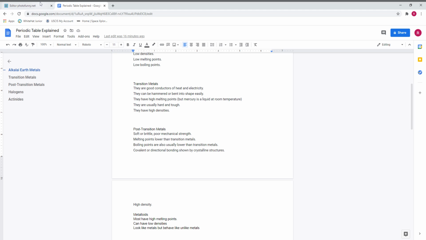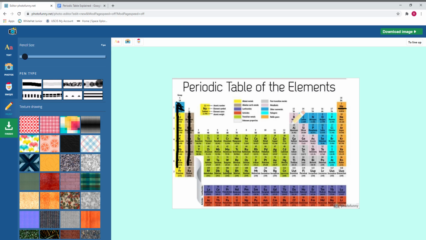The next one we'll talk about are post-transition metals. They are soft or brittle, they have poor mechanical strength. Melting points are lower than transition metals. Boiling points are usually also lower than transition metals. They have covalent or directional bonding shown by crystalline structures. They also have a high density, and they include aluminium, gallium, indium, tin, thallium, lead, bismuth, and polonium.